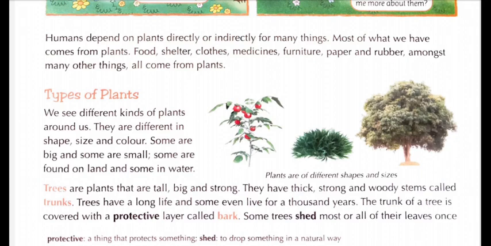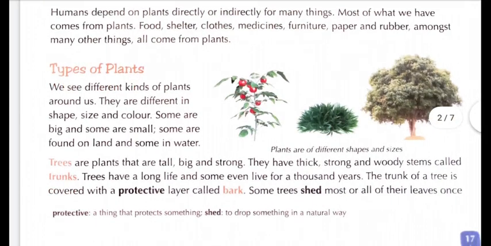Types of plants. We see different kinds of plants around us. They are different in shape, size and color. Some are big and some are small, some are found on land and some in water.